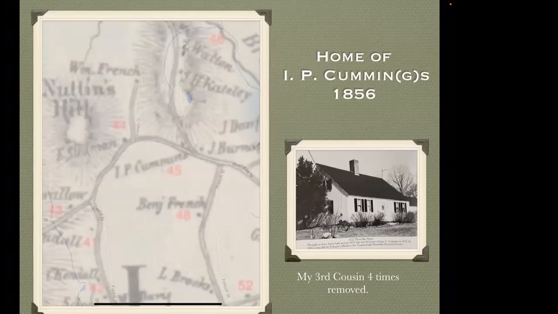One of the things I did for FamilySearch, I dealt a lot with localities, and I dealt with maps. And so I took this historic map and I overlaid it on top of Google Maps. So I don't know if you can read the fine print, but those are the actual street names. And so that IP Cummings is on Thorndike Street.